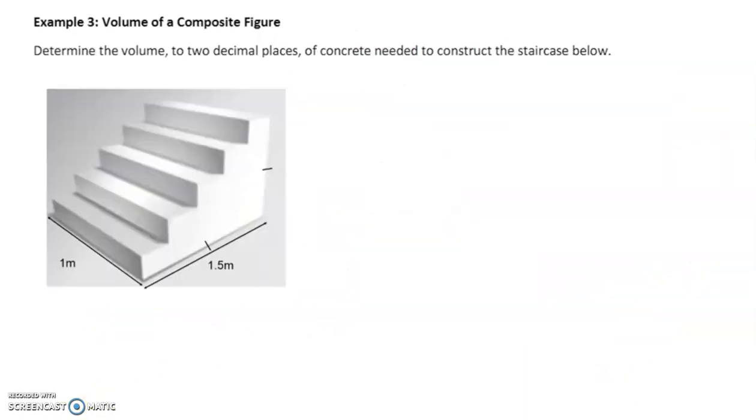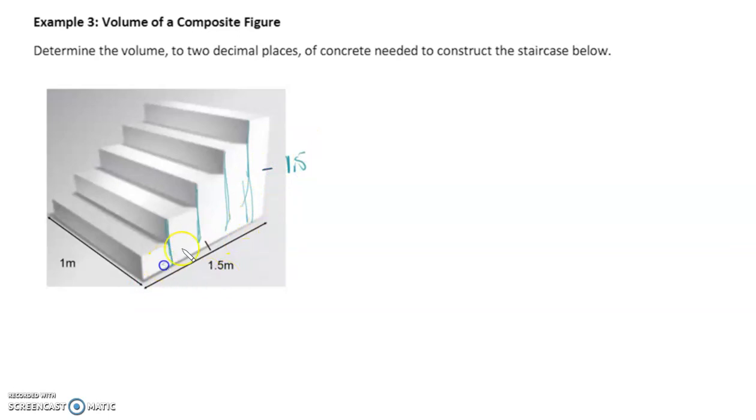Now, example 3, we're going to touch on the volume of a composite figure. Determine the volume to 2 decimal places of concrete needed to construct the staircase below. So here's the thing. We can divide these into different components. You can go straight down, you might see it straight across as well. I'm going to go down, but you're going to get the same answer, so not to worry. Okay, and this is 1.5, and then this is going to be 1.5 as well because of the dash.